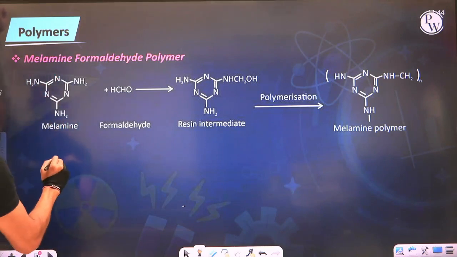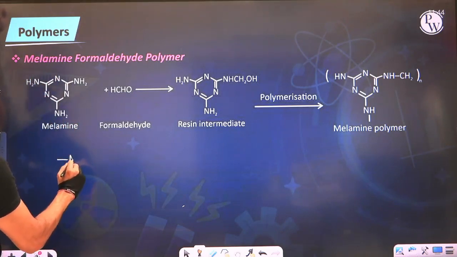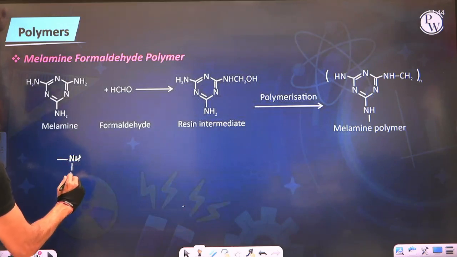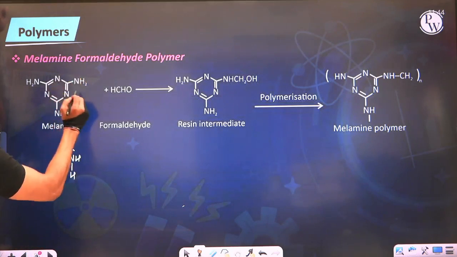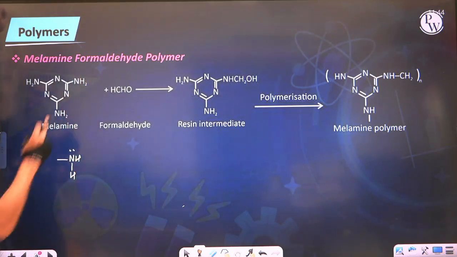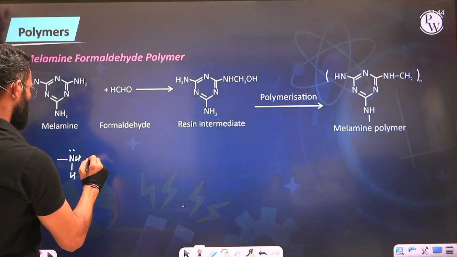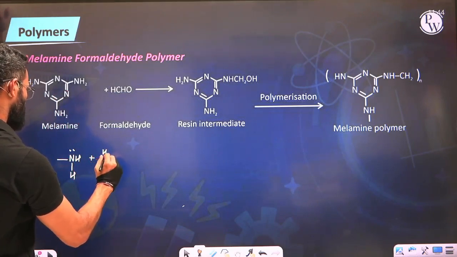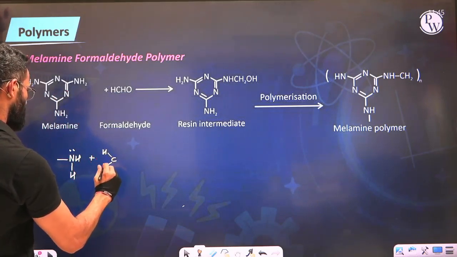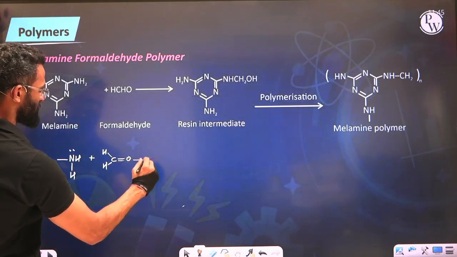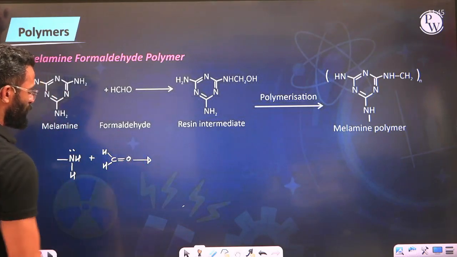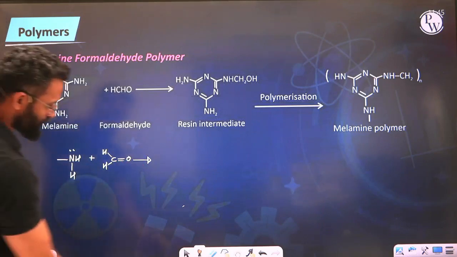Now let's say we have got the same melamine. I'm writing it here. Let's say I've highlighted one of the NH2 groups. So this NH2 group, you see here, is allowed to react with formaldehyde. Now just like a few minutes back, we studied the reaction mechanism between phenol and formaldehyde, we can operate the same mechanism here. How come?